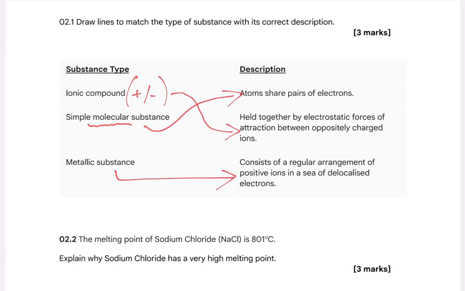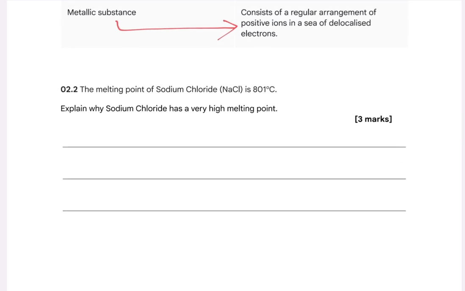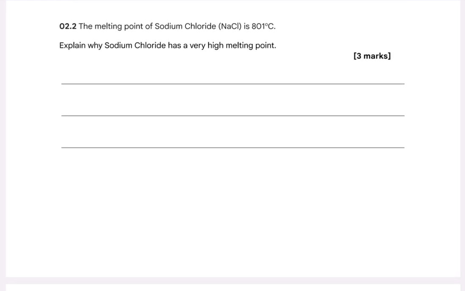So moving on into 2.2, this question's asking us for a bit more explanation this time, so we'll need to have a little bit more detail about what's going on. But here we have sodium chloride, and it's telling us that the melting point is 801 degrees, and it's asking us to explain why sodium chloride has a very high melting point. So when we have these types of questions, it's quite often a good idea to identify the bonding type first of all. And in sodium chloride, we have a giant ionic lattice, giant ionic structure.